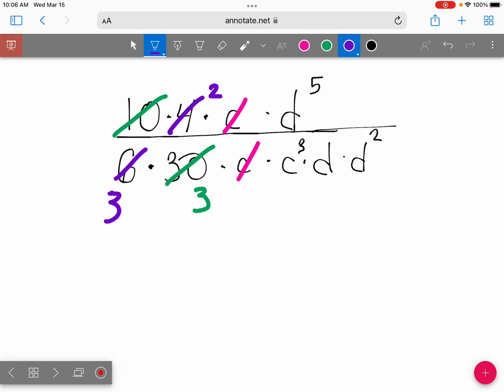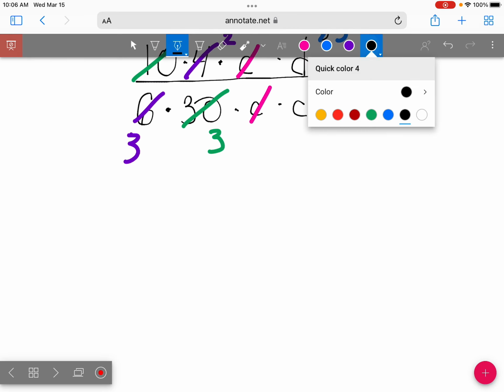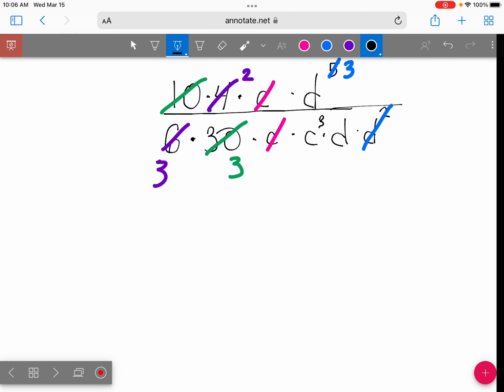Anything else that's on top and bottom? So I've got the D to the 5th and D squared. That's going to leave me with 3 D's on the top, and the D squared cancels out. Then let's rewrite it. What I have left now on the top is a 2 and D cubed over, I've got 3 times 3 giving me 9, C cubed D.